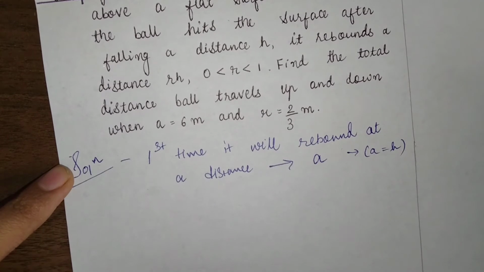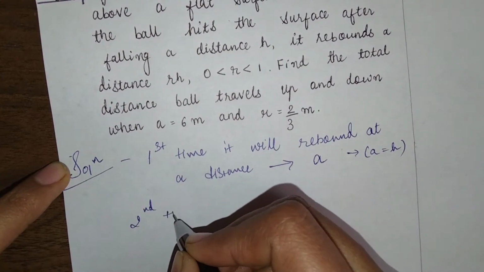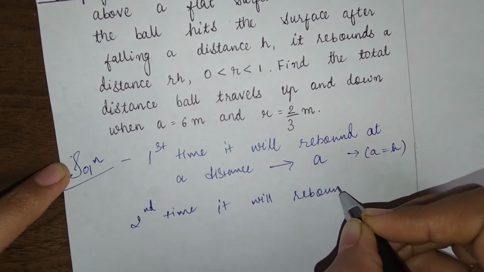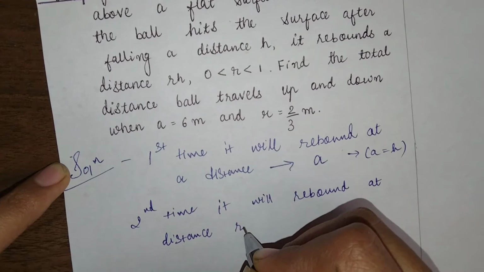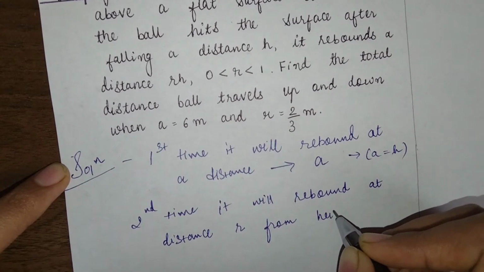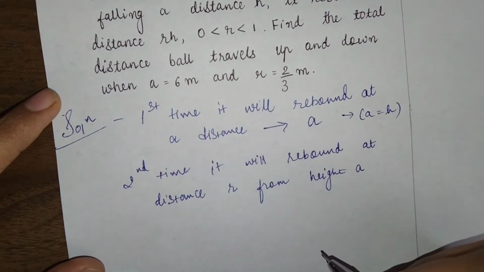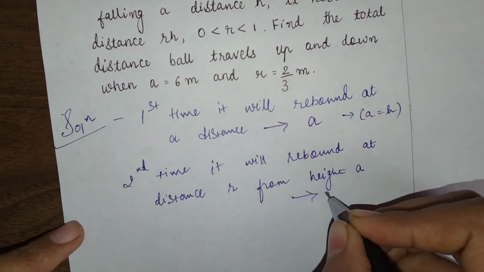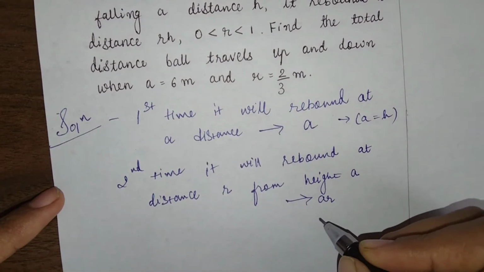Okay. Now second time it will rebound at a distance r from height a. Now second time what will happen? It will rebound at distance r from height a. And second time it will rebound at distance r, then again fall from height a at distance r. So we will get ar, but the ball will rebound. That is, the ball will come down and then go up again. So we will get 2ar.